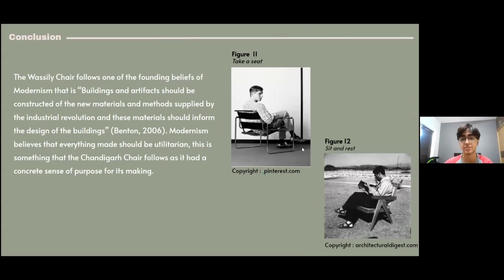The Wassily chair follows one of the founding beliefs of modernism, that is, buildings and artifacts should be constructed of the new materials and methods supplied by the Industrial Revolution, and these materials should inform the design of the buildings. Modernism also believes that everything should be utilitarian. This is something that the Chandigarh chair follows as it had a concrete sense of purpose for its making.